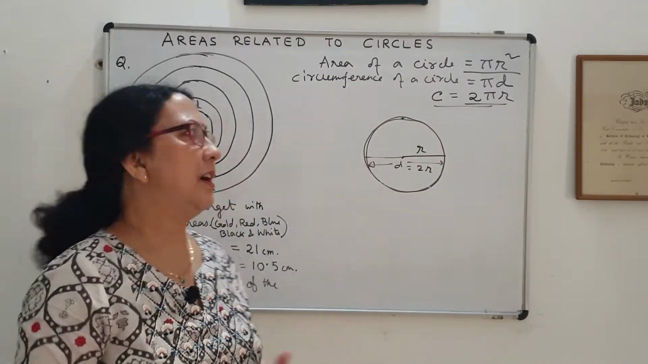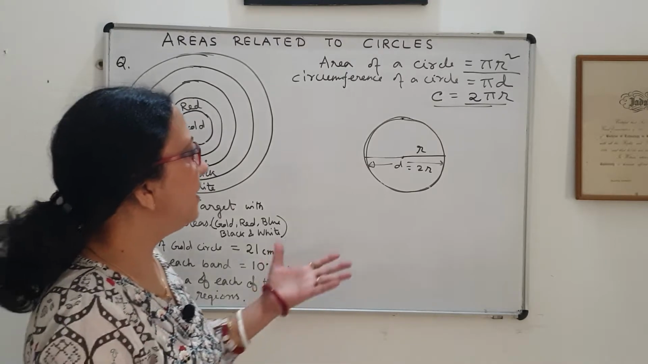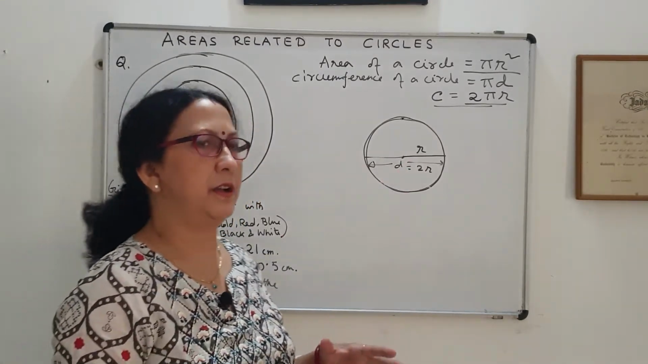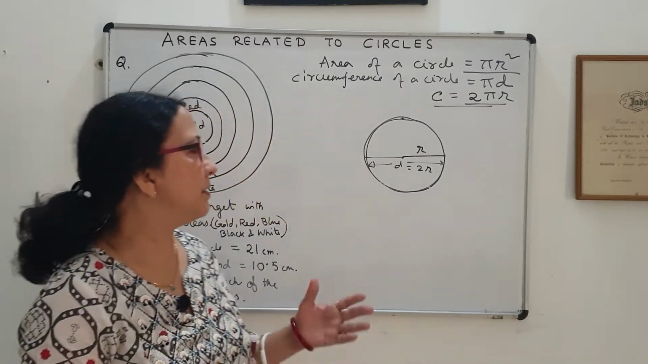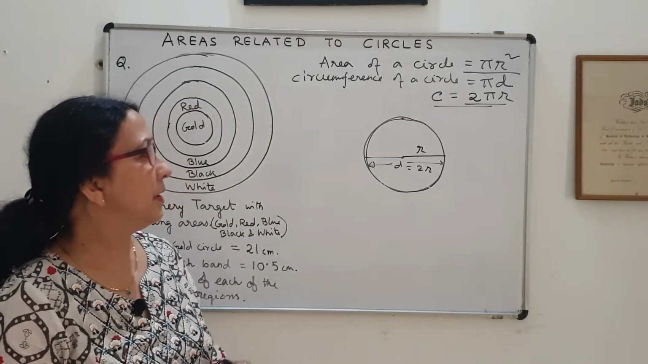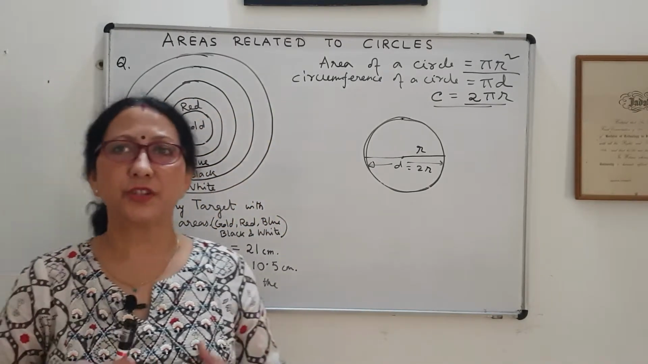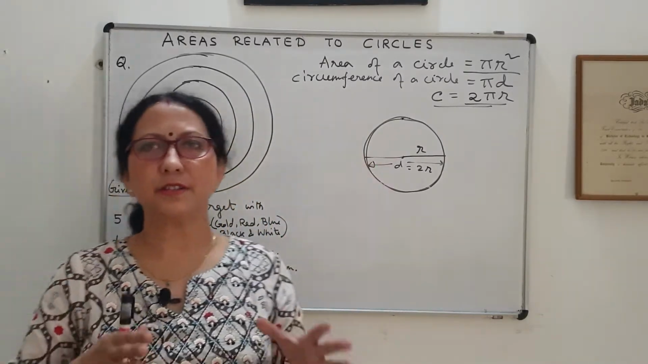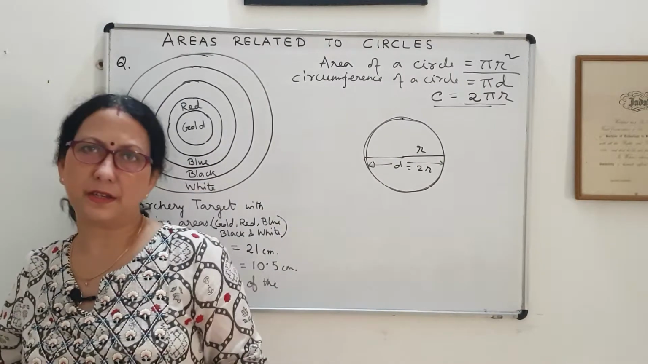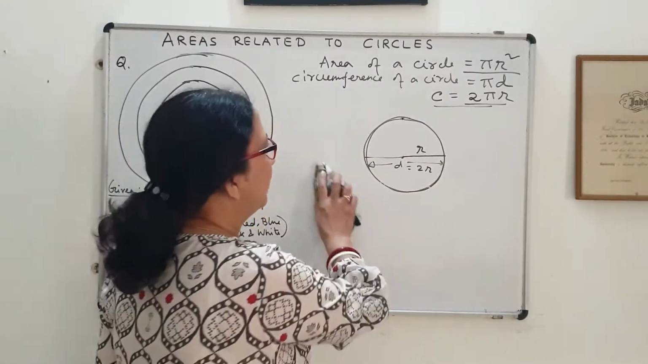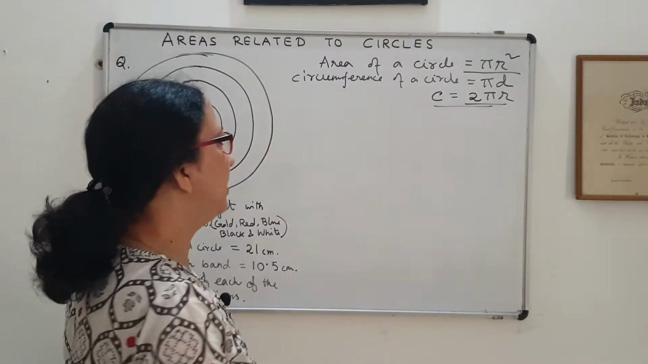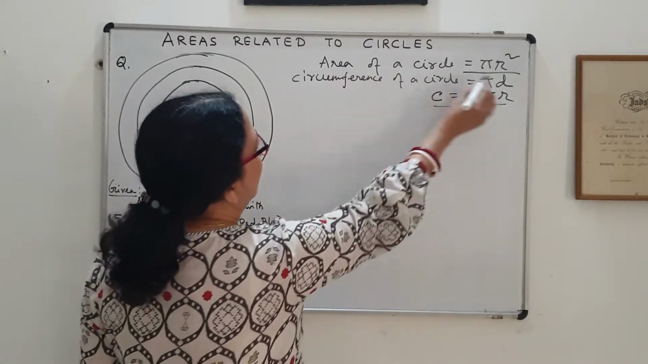Now in the 10th class, we will be finding areas of different regions whose shapes are related to the circle areas. Now this circle will have some basic areas which are related to a circle. I am telling you, this is the area of the whole circle.